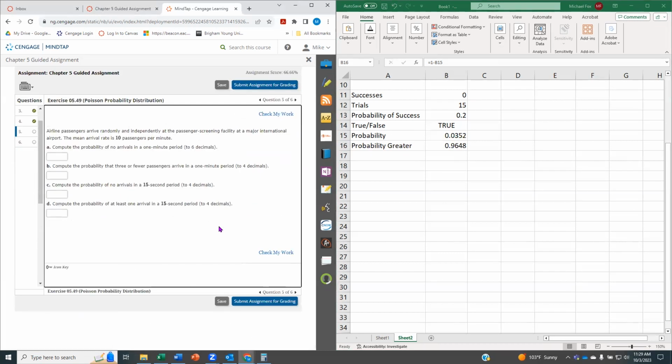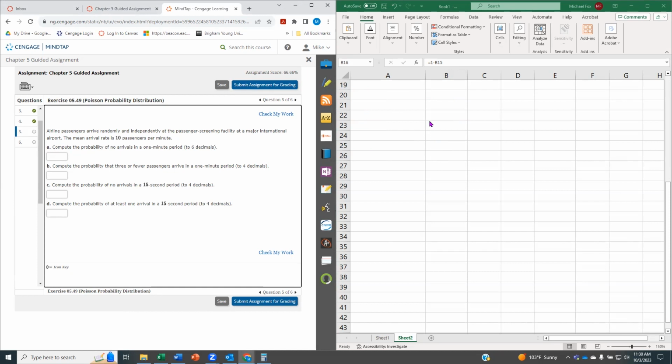All right. Let's look at number 5. Airline passengers arrive randomly and independently at the passenger screening facility at a major international airport. The mean arrival rate is 10 passengers per minute. So when we're looking at a discrete probability distribution, and it's presented to us in terms of a per, like 10 passengers per minute, or 20 hamburgers are made per hour or whatever, then we're looking at a Poisson probability distribution. I don't speak French, but it's something like that.